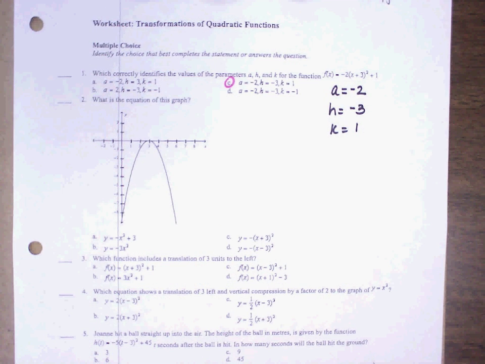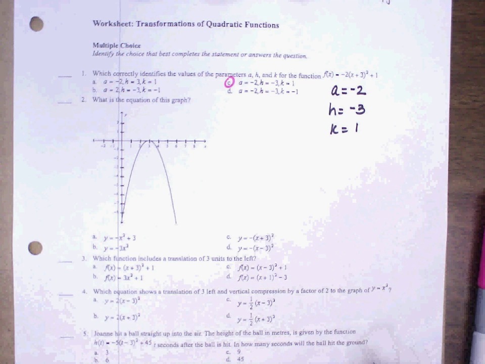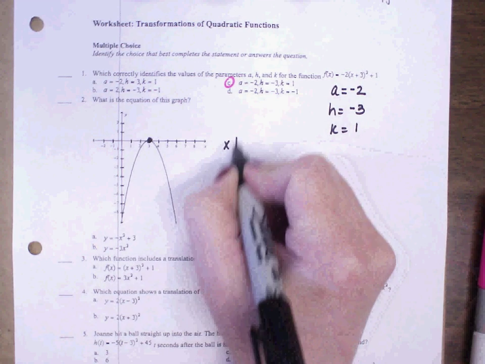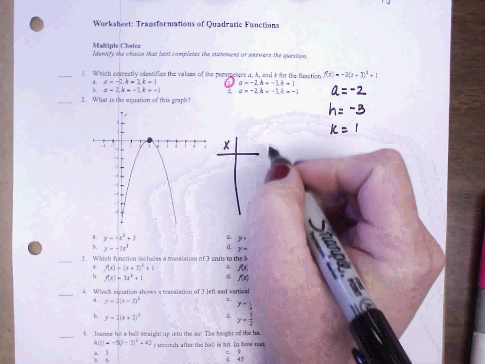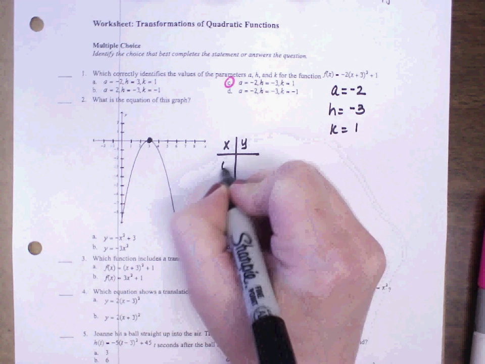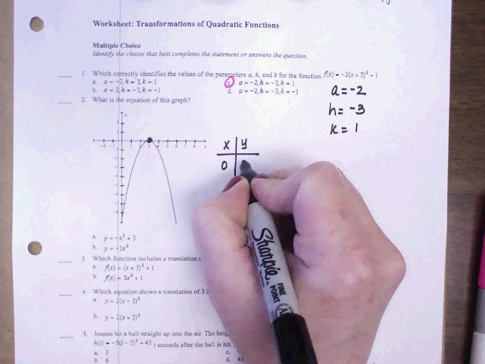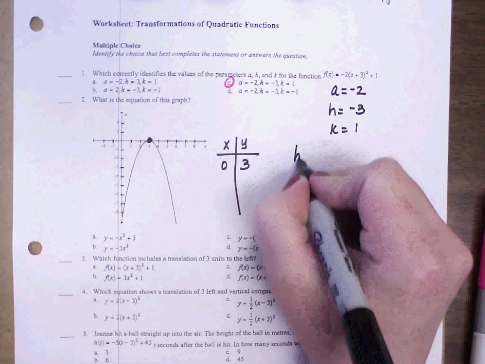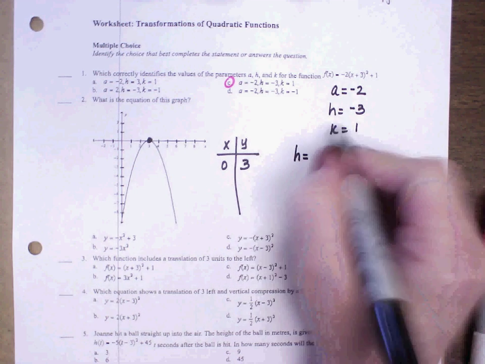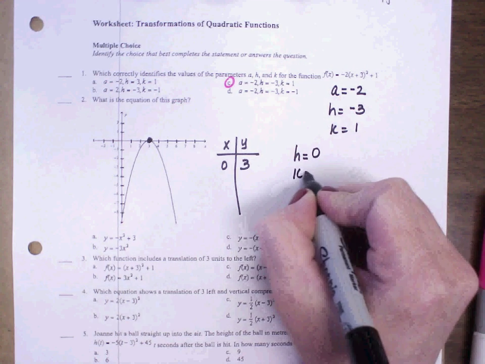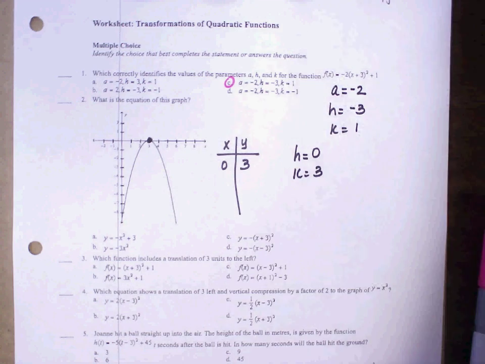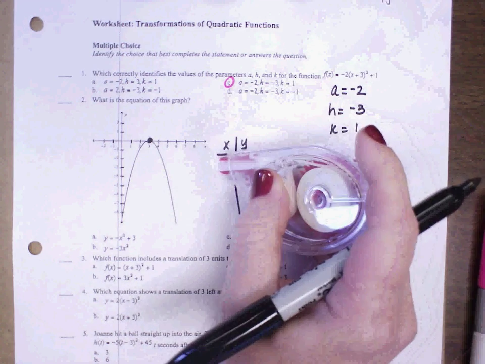All right. What is the equation of this graph? All right. What's my vertex? 0 and 3. Which means, what's my h? And what's my k? I'm sorry. Yes, it is. 3, 0.